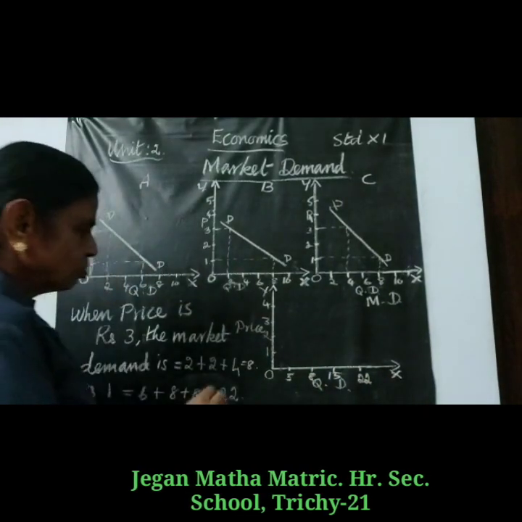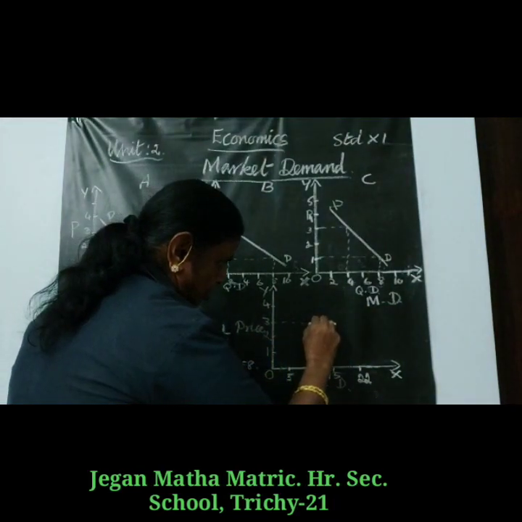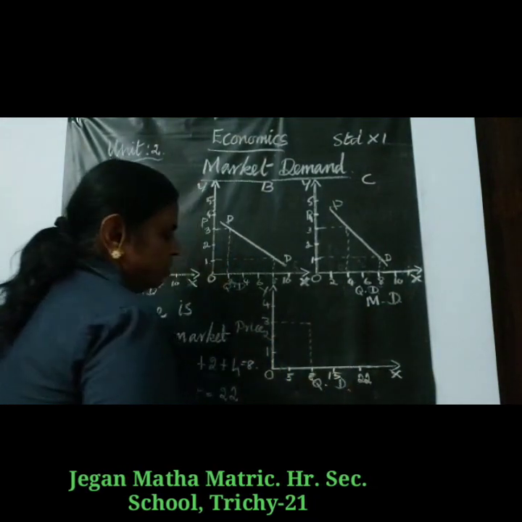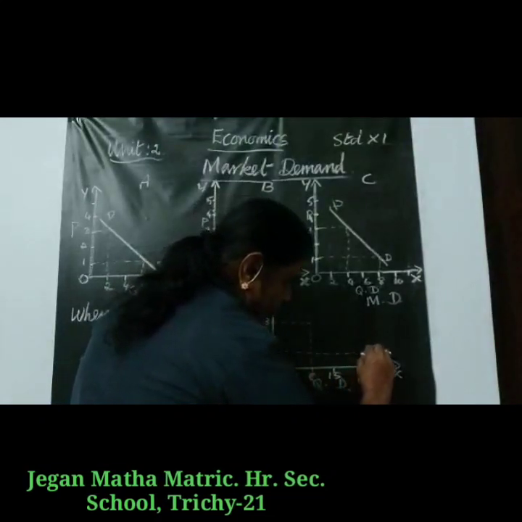So when the price is rupees 3, the market demand is 8. When the price is rupees 1, the market demand is 22.